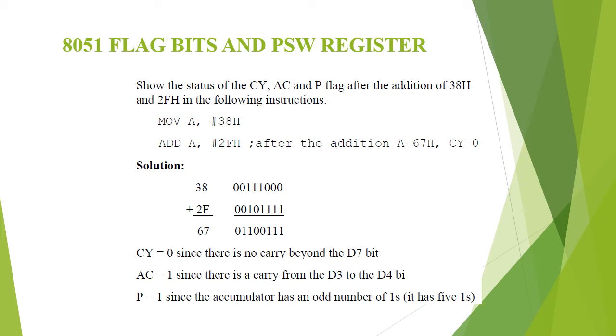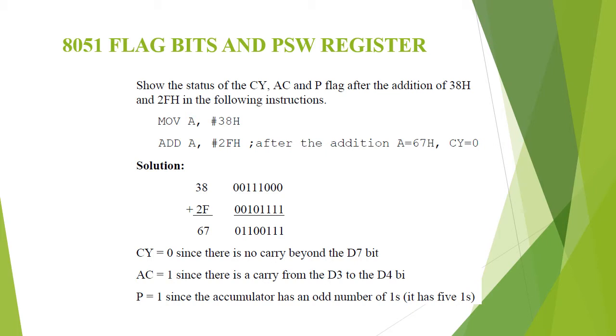MOV A, #38H; ADD A, #2FH. So this code is adding the value 38H with 2FH and storing it in A. So the addition of 38 and 2F results in 67H. So there is no carry generated after the addition, therefore carry flag is 0.